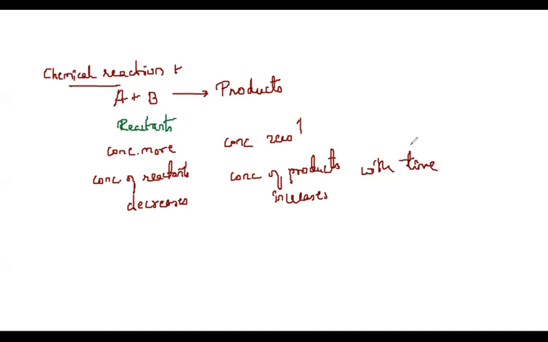So based on this, the chemical reactions are classified on the basis of the extent to which they proceed. They have been classified into two types. The first one is reversible reaction. We have discussed reversible reactions in our thermodynamics, but here we are going to see it under a different scenario.